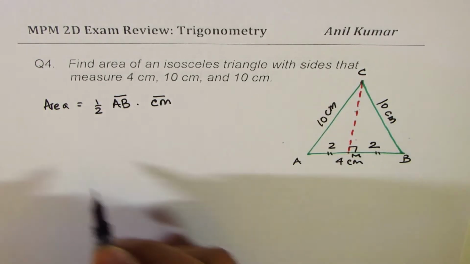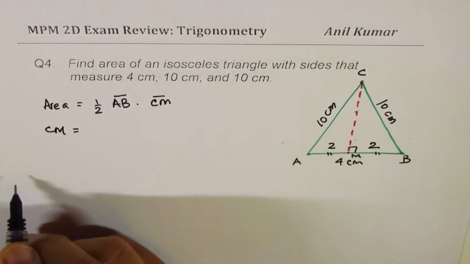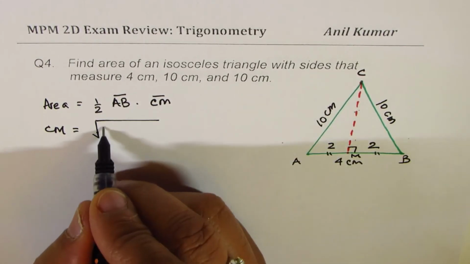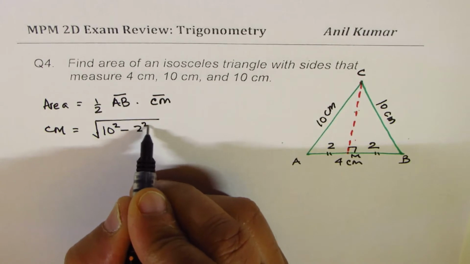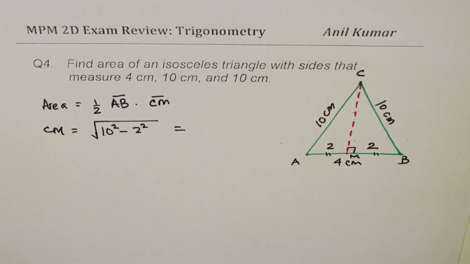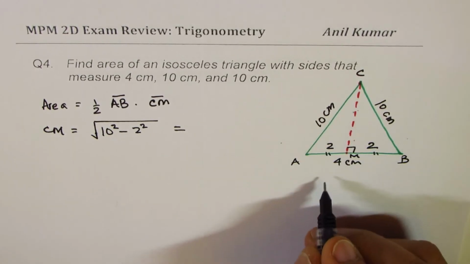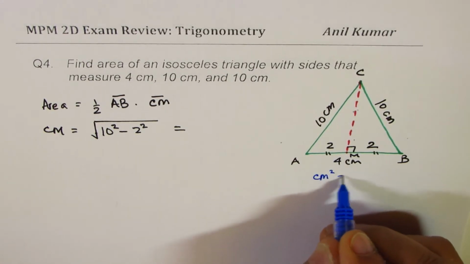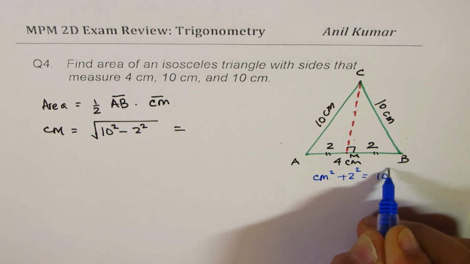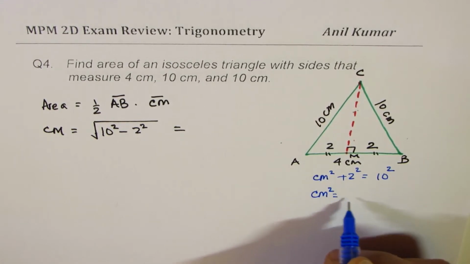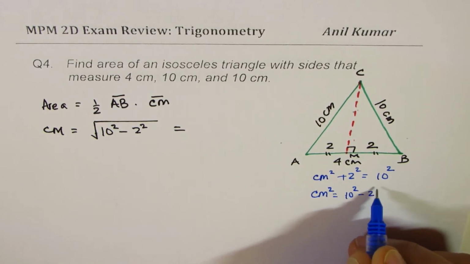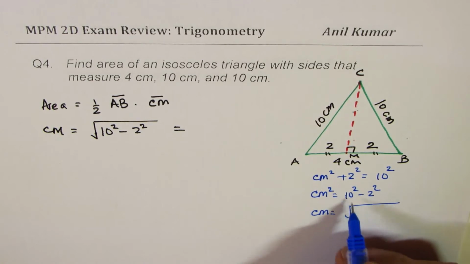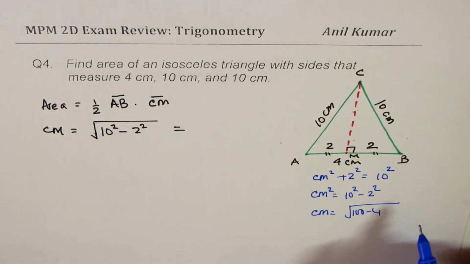Perfect. So we know CM is equal to the square root of 10 squared minus 2 squared. Does it make sense? See, this is a right triangle, right? So what we know in a right triangle is that CM squared plus 2 squared is equal to 10 squared, and therefore CM squared is equal to 10 squared minus 2 squared, or CM is the square root of these two, right? 100 minus 4, I mean, right?